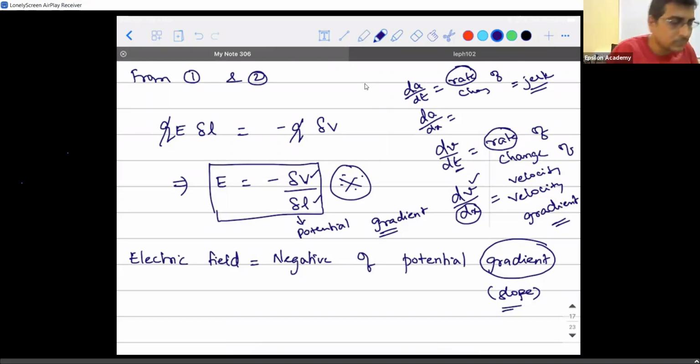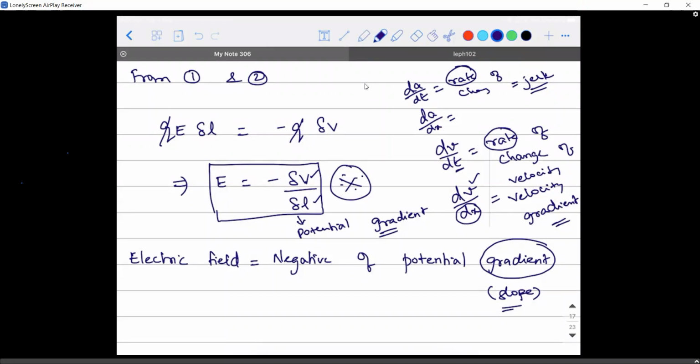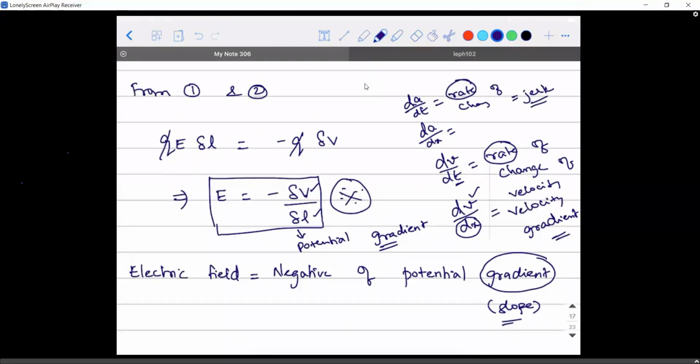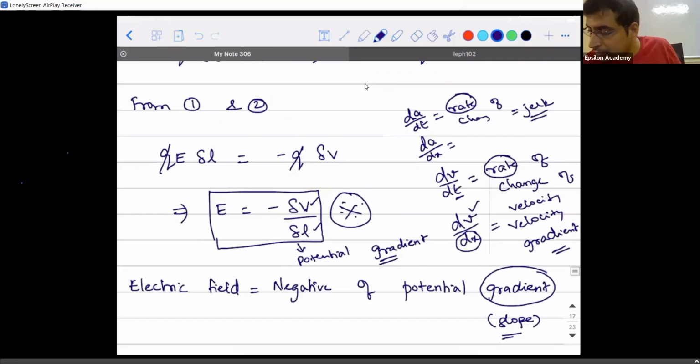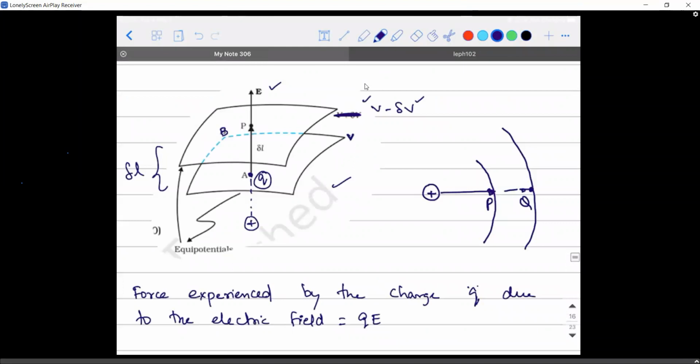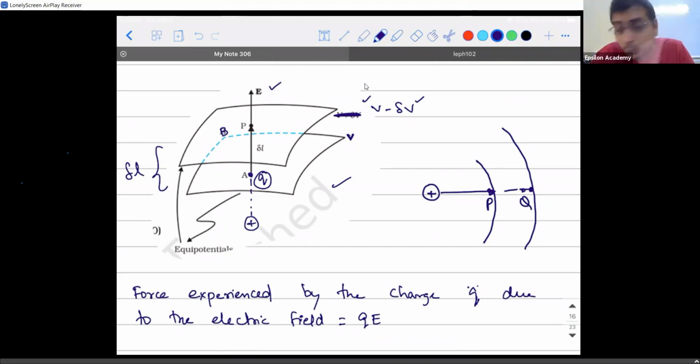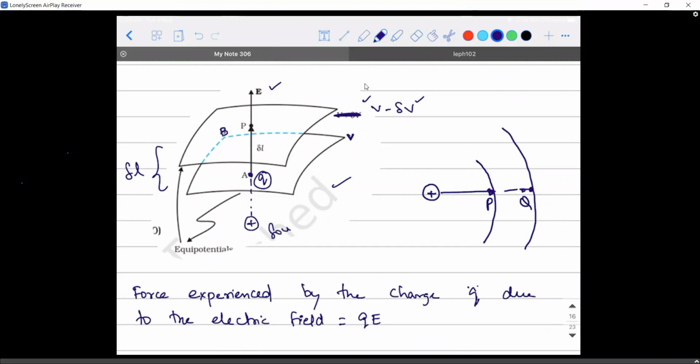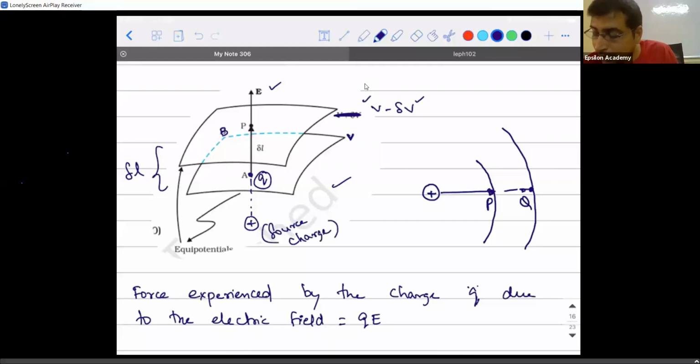Sir, can we come back to the book diagram? In this diagram, the positive charge is still at the bottom, sir. Yes, positive is the source charge. The source charge is not disturbed. Due to the source charge only, these two equipotential surfaces are existing.